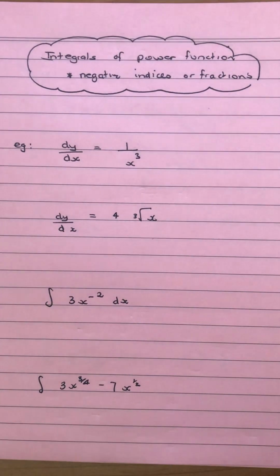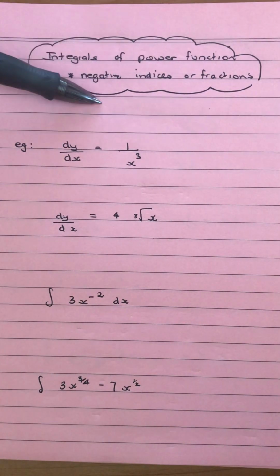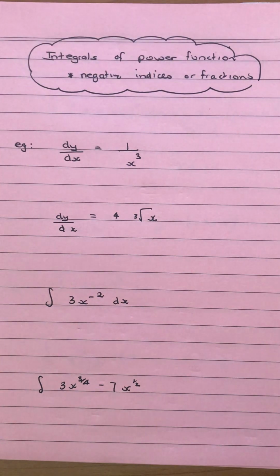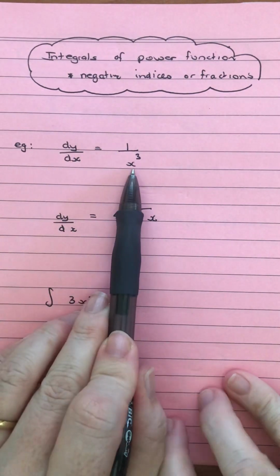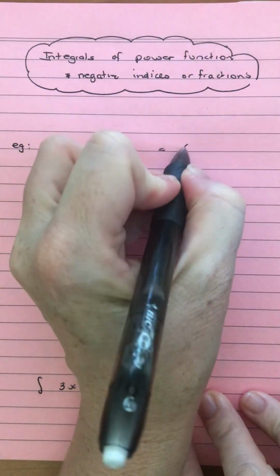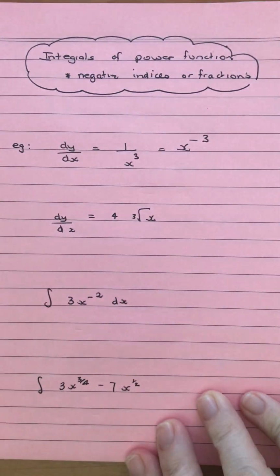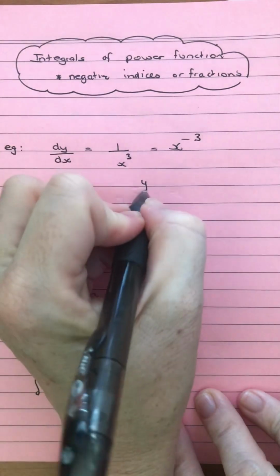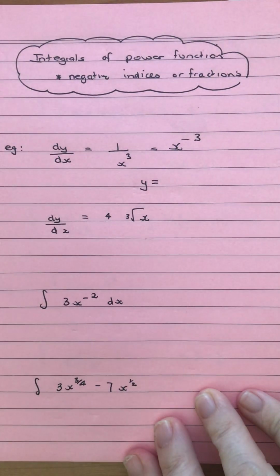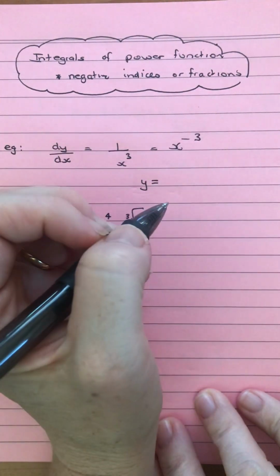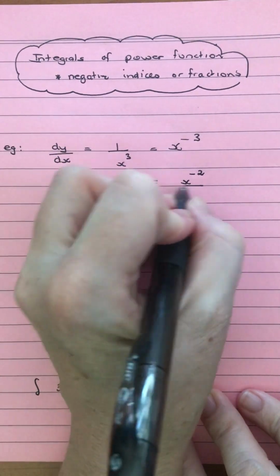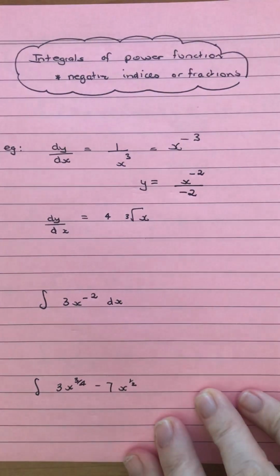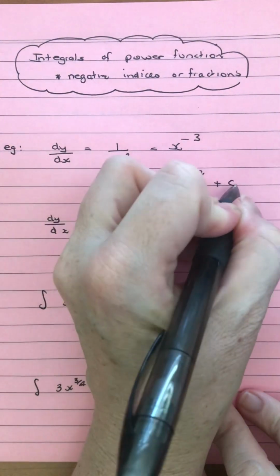I'm going to have a look at some integrals where we have negative indices or fractions and what we need to do there. So I've got my derivative is equal to 1 on x cubed. My first step is I'm going to change that to x to the negative 3. Once I've got it in that form, it's nice and easy to then find the integral of that. So I would be adding 1 to the power, so that would become negative 2, and I'm dividing by the new power and putting the plus c on the end.